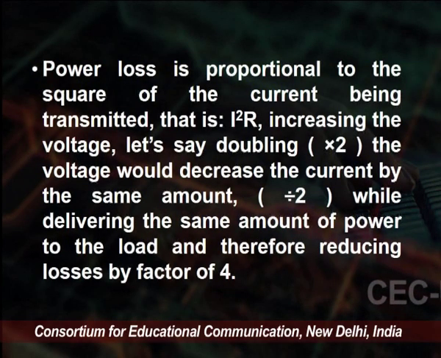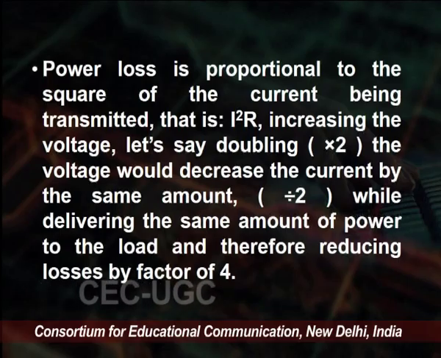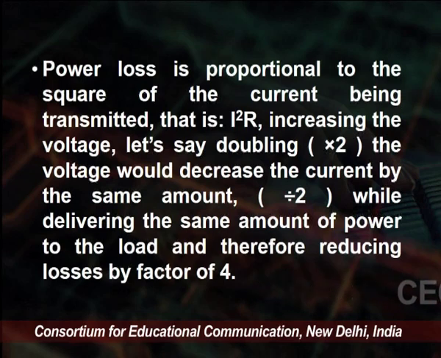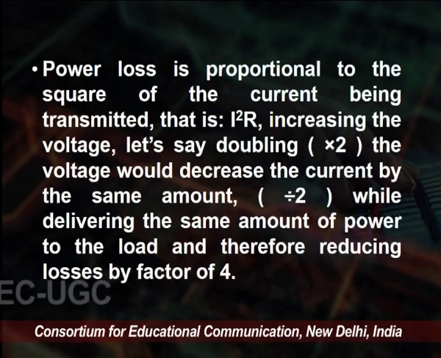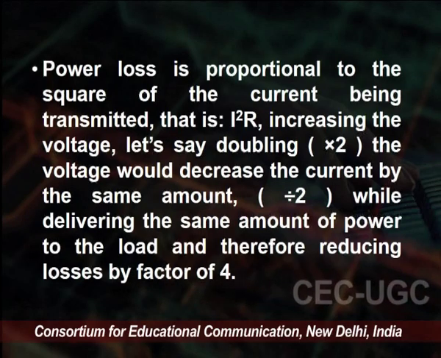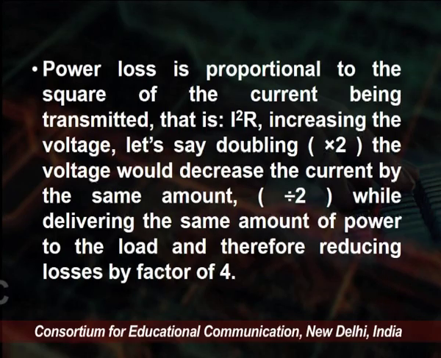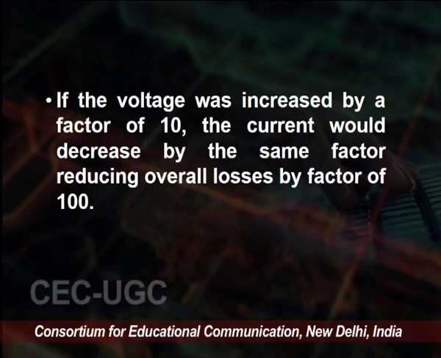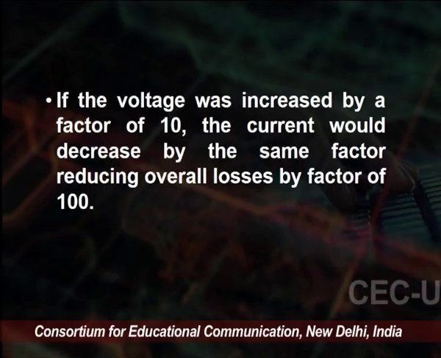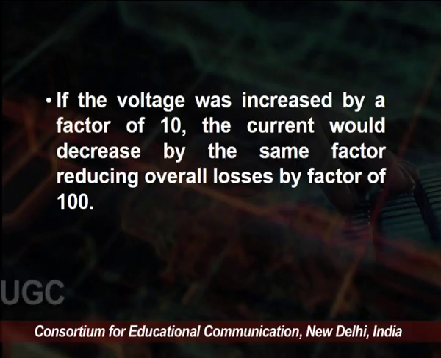Power loss is proportional to the square of the current being transmitted, that is I squared R. If we double the voltage, the voltage would decrease the current by the same amount while delivering the same amount of power to the load, therefore reducing losses by a factor of 4. So if the voltage was increased by a factor of 10, the current would decrease by the same factor, reducing the overall losses by a factor of 10.